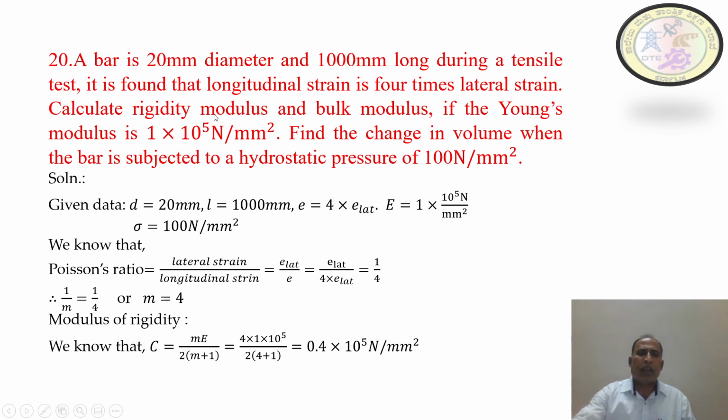Once the Young's modulus is given in the problem and the value of m is also obtained, then we can calculate the modulus of rigidity. We know that the relation between the Young's modulus and the modulus of rigidity is C is equal to mE divided by 2 into (m plus 1). Value of m is 4. So 4 into E, value is 1 × 10^5 Newton per mm square, divided by 2 into (4 plus 1). After calculation, the answer for C will be 0.4 × 10^5 Newton per mm square.